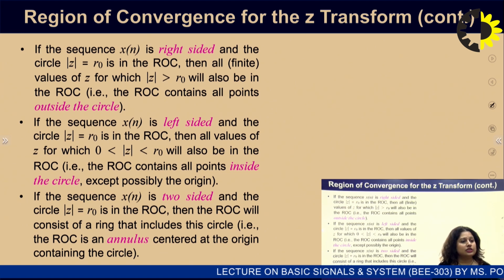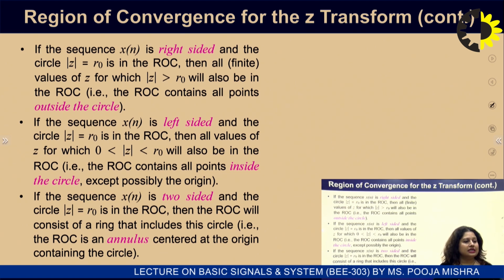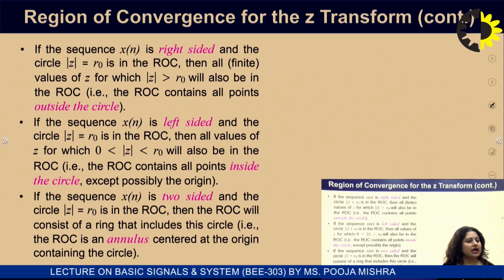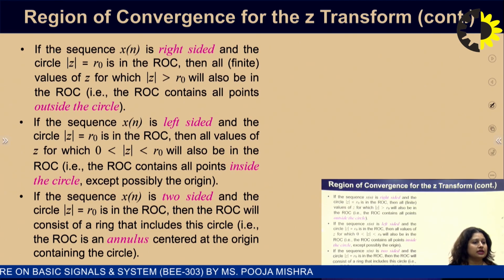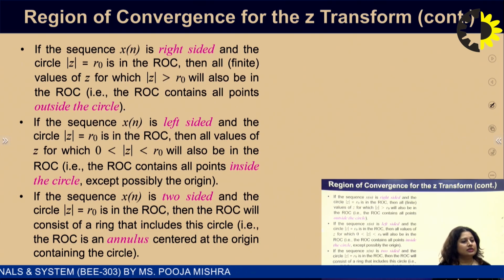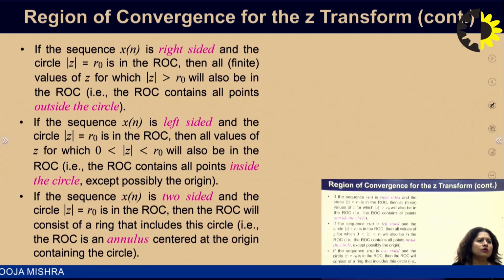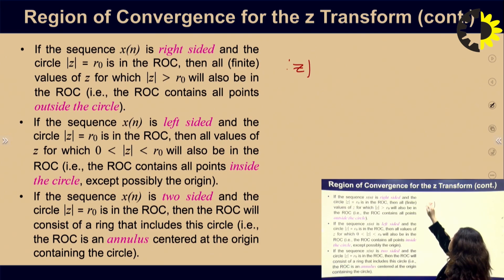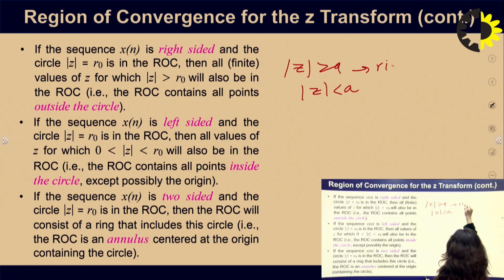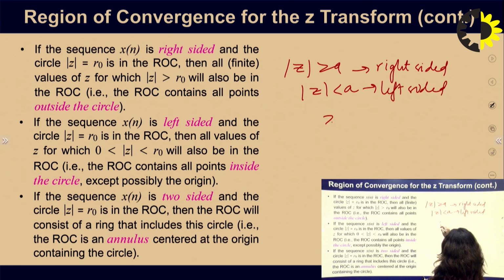If the sequence x n is two-sided, and the circle mod z equal to r0 is in the ROC, then the ROC will consist of a ring that includes the circle. That is, the ROC is an annulus centered at the origin containing the circle. Thus we have three different cases. First, mod z greater than a, and second, mod z less than a. The first is for right sided, the second is for left sided, and mod z greater than a and less than b is for bilateral.